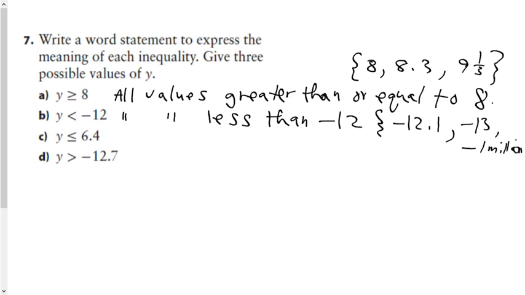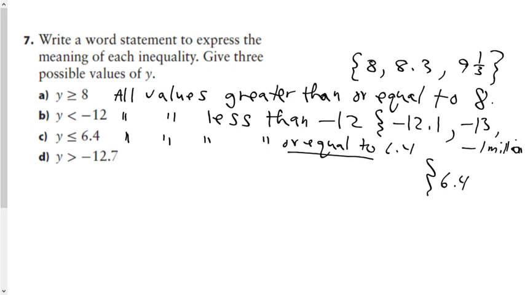Question C, all values less than or equal to 6.4. And some values that might include all values less than or equal to 6.4. Well, 6.4 is one of those values that is less than or equal to. And we can go less than would be 6.3 or 0. Those are the ones I chose. Those are all values that are less than or equal to 6.4.